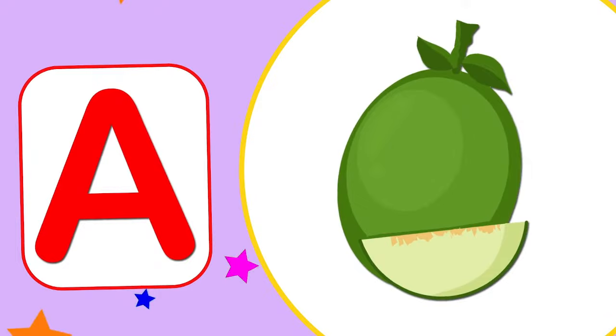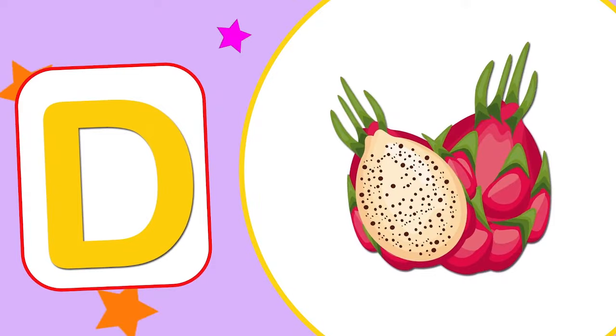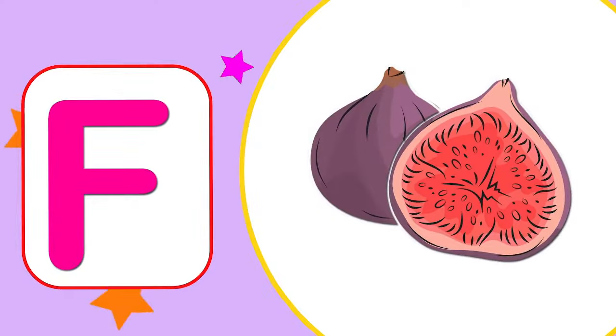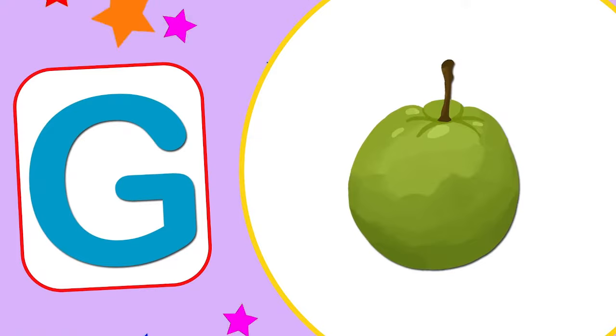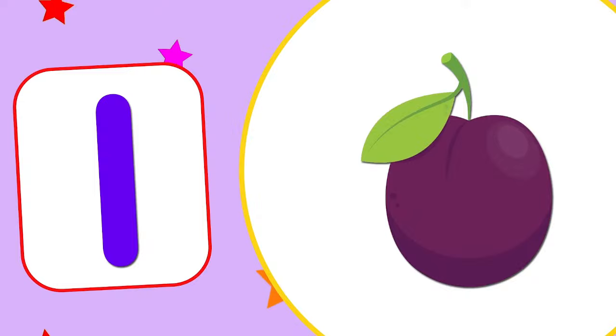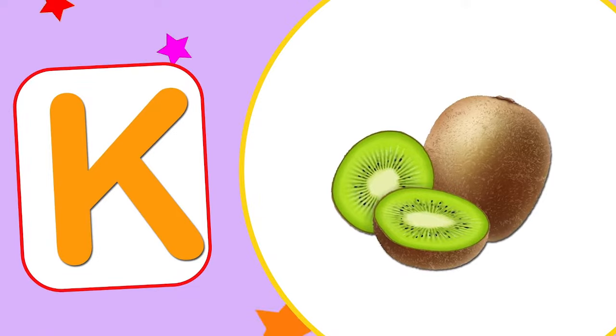A is for Amarillo. B is for blackberries. C is for cashew apple. D is for dragon fruit. E is for elderberry. F is for figs. G is for guava. H is for honeydew. I is for Illawarra plum. J is for jackfruit. K is for kiwi. L is for lemons.